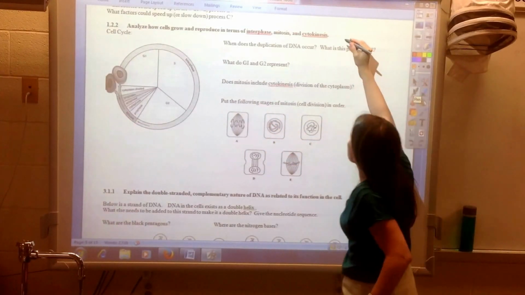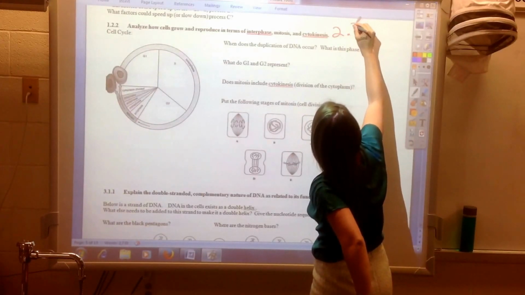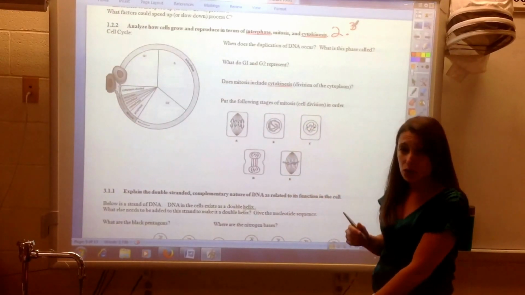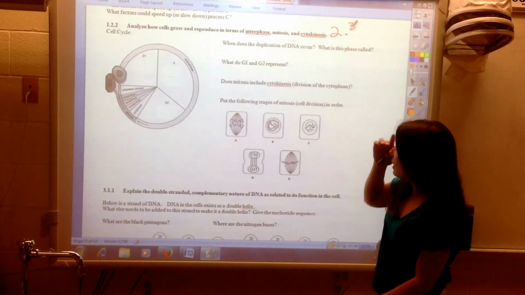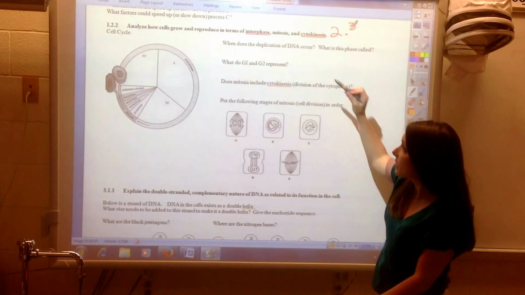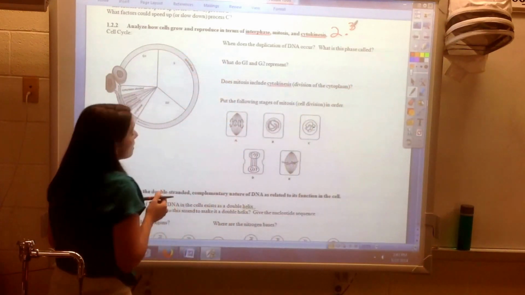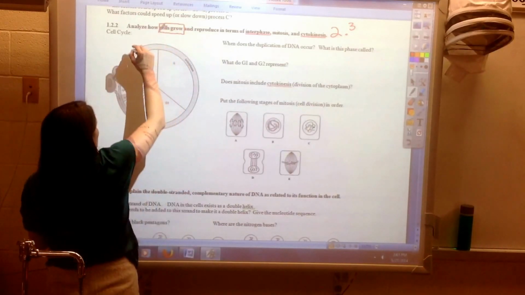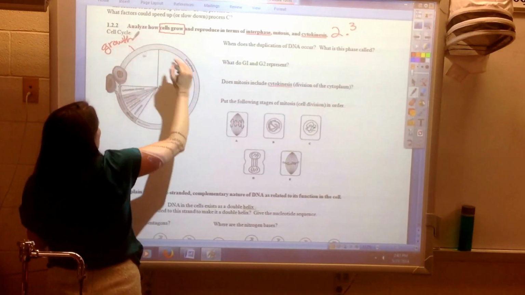For us, this was actually in section 2.3. This is when we talked about cell division in section 2.3. So when you go back to your notes and you look at when does the duplication of DNA occur and what do these things represent, this exact diagram is there in your notes. Remember, cells are going to grow and get bigger. So G1 represents the initial growth.